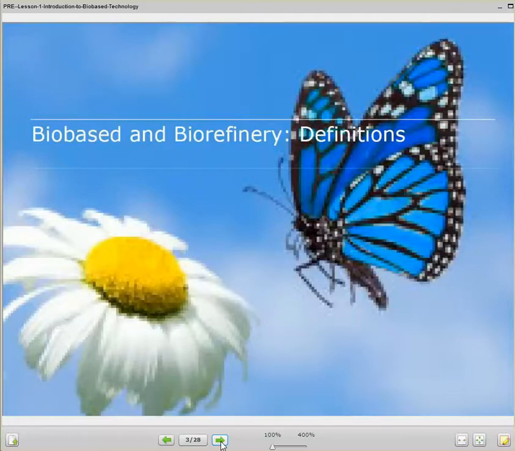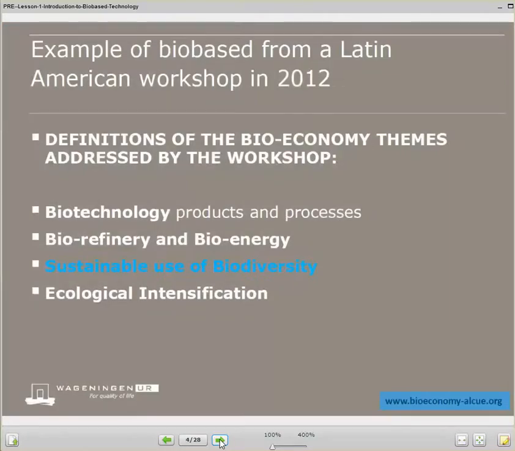So, bio-based and biorefinery: a few definitions. The definition example was the Biobased from a Latin American workshop in 2012, and in this workshop they had the themes of biotechnology, products and processes, biorefinery and bioenergy, sustainable use of biodiversity, and ecological intensification. So this is where the bio-based economy and bio-based research is, really an exploding field. It's only been around for a couple of years.